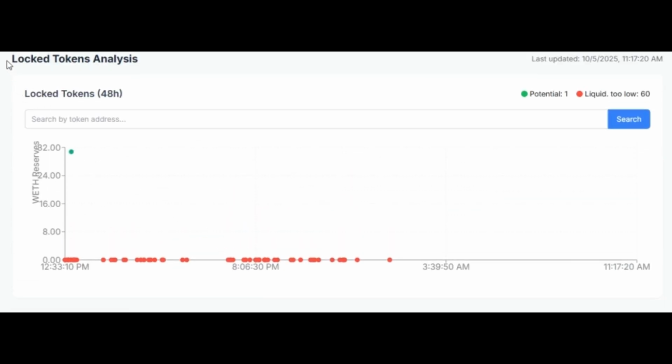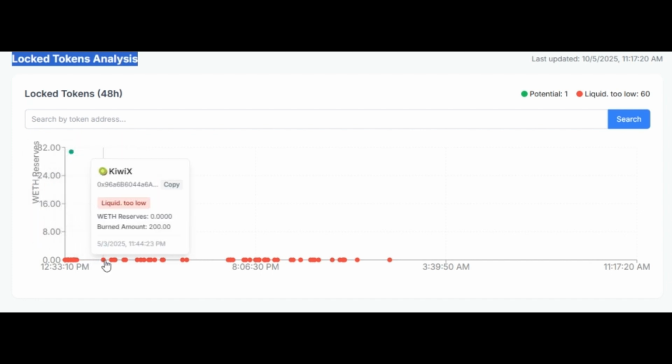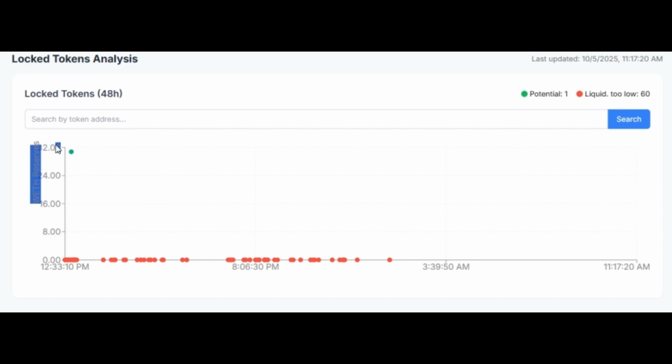Liquidity Lock Verification System. This visualization differs critically from the Honeypot Detection Framework in that it exclusively displays tokens that have initiated liquidity locking procedures. The horizontal axis quantifies the actual secured liquidity following the locking transaction.